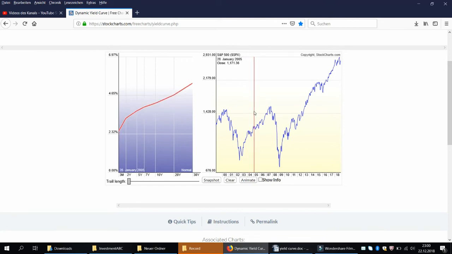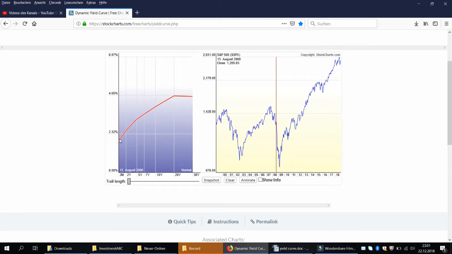So it just shows how the Federal Reserve can influence the yield curve. And yeah, normally the yield curve has a positive slope. That means that short-term bonds yield less than long-term bonds.